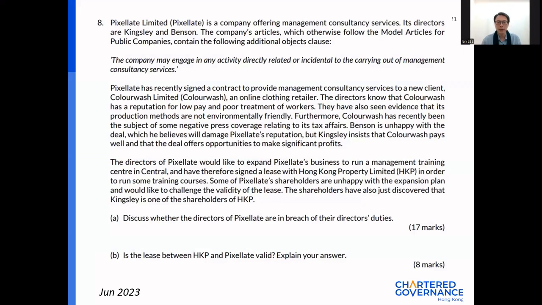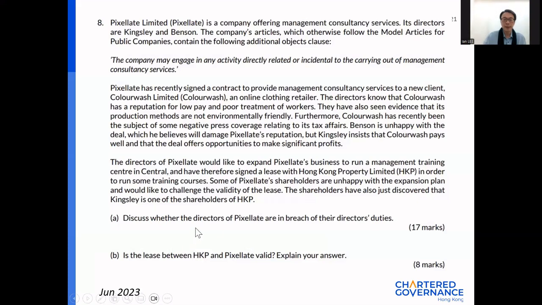The directors of Pixelet would like to expand Pixelet's business to run a management training center in Central, and have therefore signed a lease with Hong Kong Property Limited in order to run some training courses. Some of Pixelet's shareholders are unhappy with the expansion plan and would like to challenge the validity of the lease. The shareholders have also just discovered that Kingsley is one of the shareholders of HKP. So it's basically whether the company should enter into this business or not.